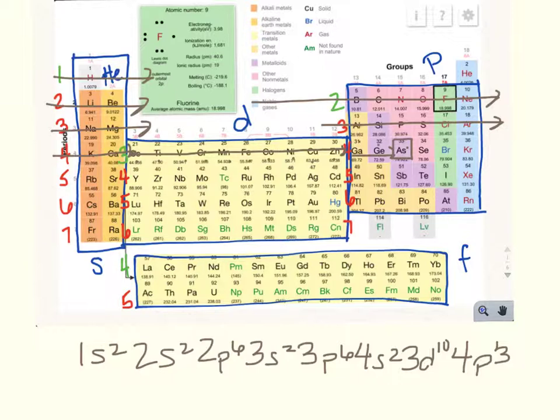By this point, you should be an expert on using the periodic table as a shortcut for writing your electron configurations.